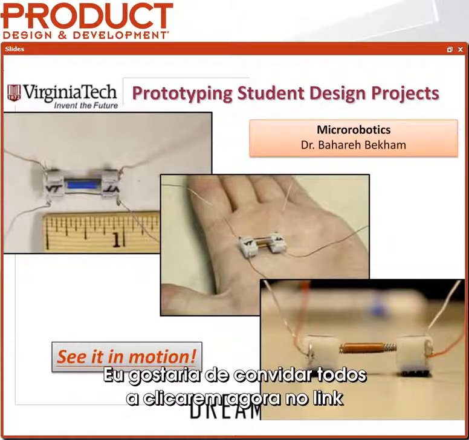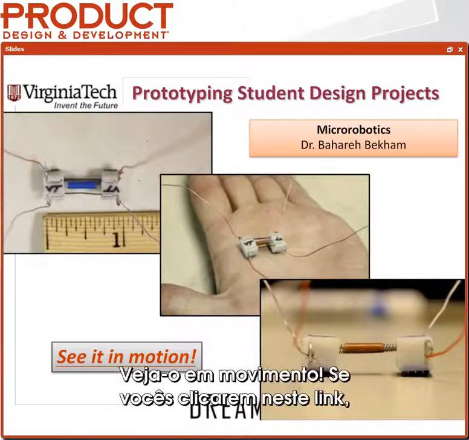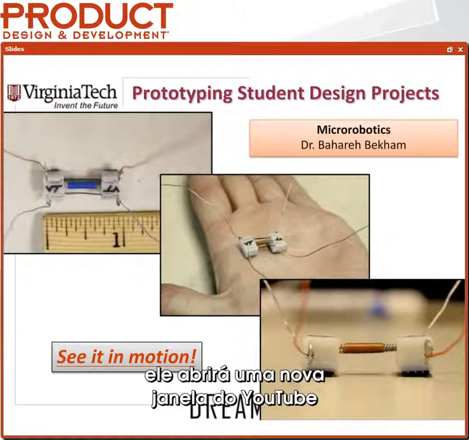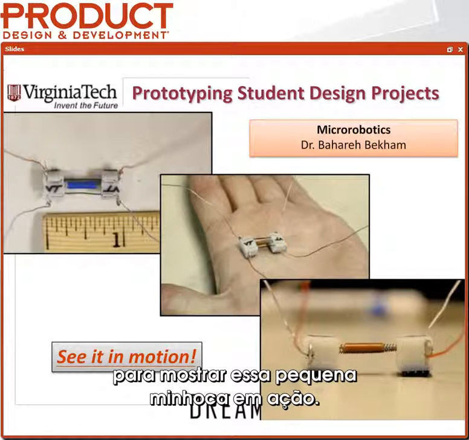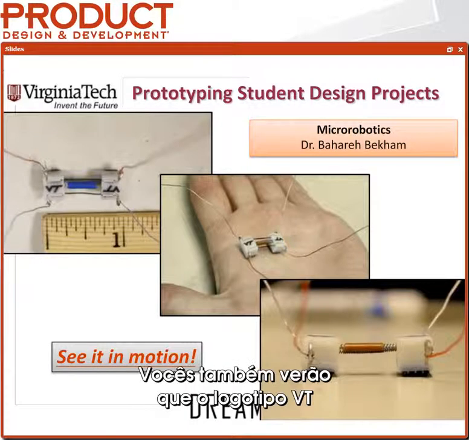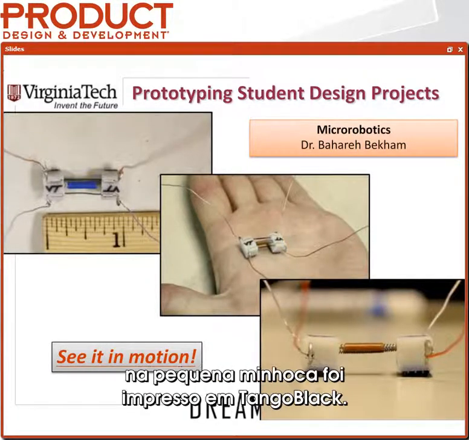And I will invite you at this time to click on the See It in Motion link. If you click on that link right there where it says See It in Motion, it will open in a new window a YouTube link, which will actually allow you to see this small inchworm in motion. So this is just done with shape memory alloys. And you'll see that actually the VT logo on that little inchworm is printed in Tango Black.